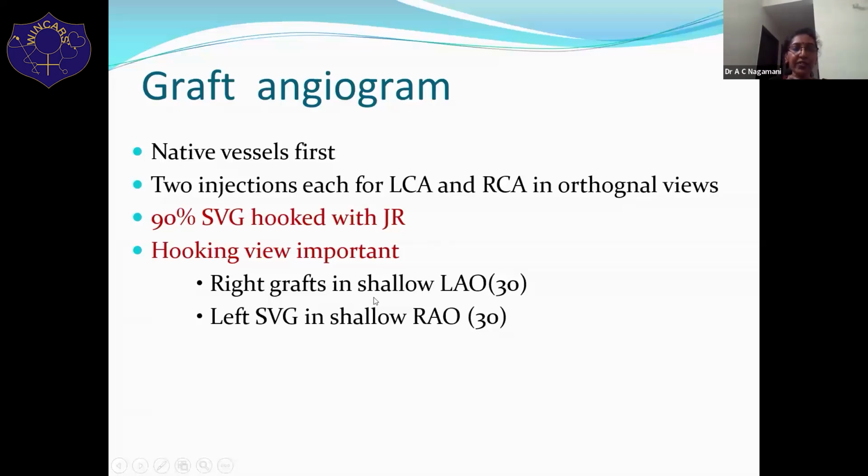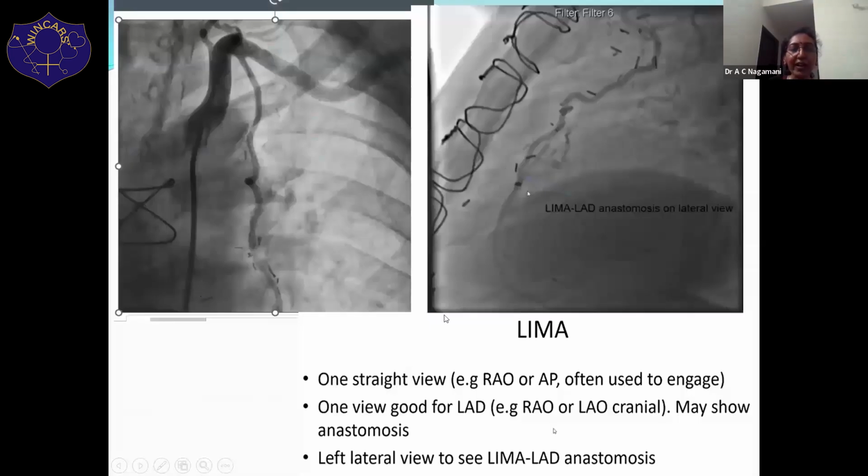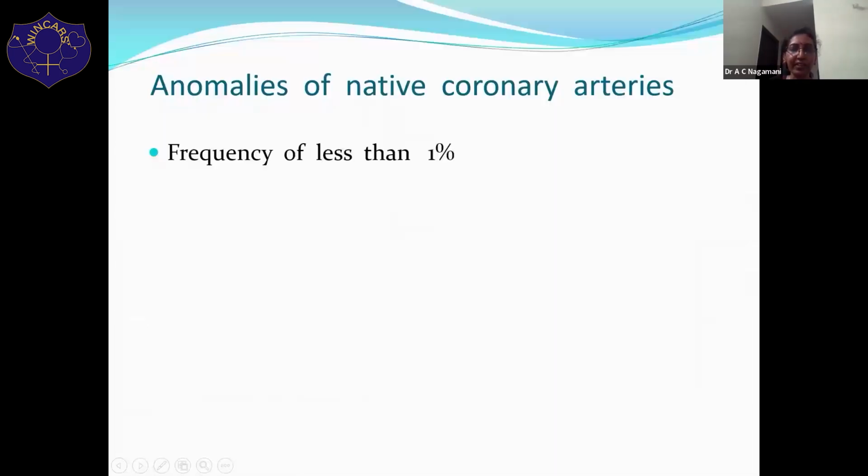Right grafts are hooked in shallow levo view and left SVG in shallow revo view, as we see here. And for LIMA, one straight view, as we see here, and one good view for LAD, either a revo or levo cranial. For the mesoanastomotic site, in the left lateral view, we can see the anastomotic site clearly.